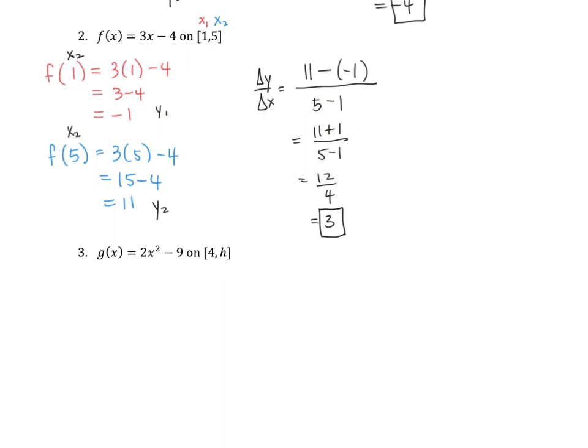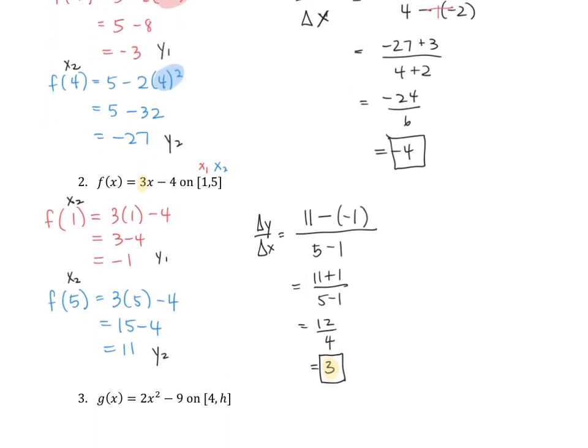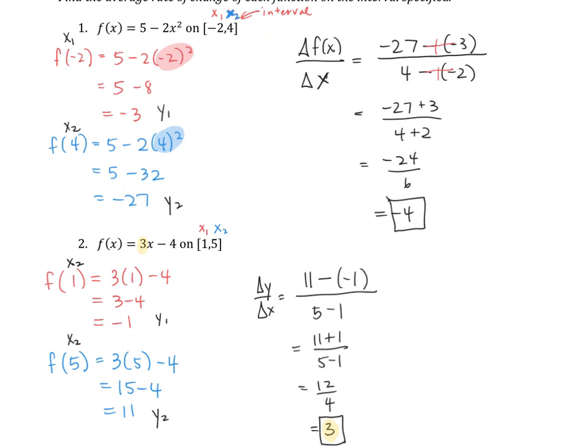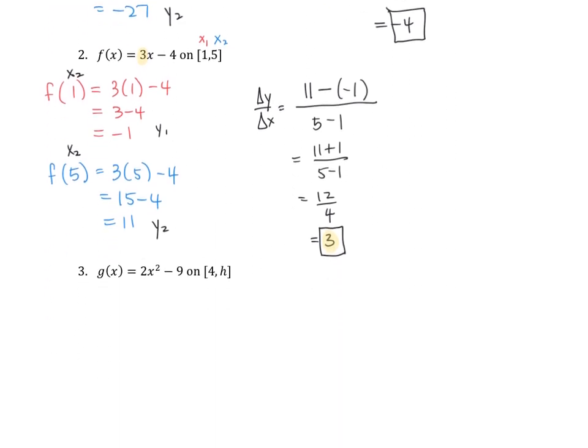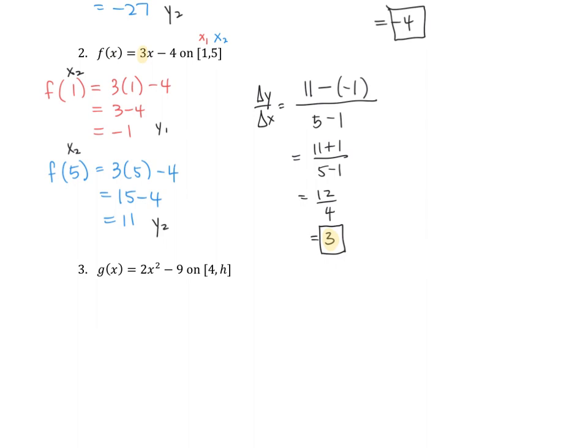Okay, so just to note here, the average rate of change was 3. This is a linear equation. The slope is 3. That should always be the case. If you have, let me look at the last one. Nope, see, the last one was not a linear equation. It was a quadratic equation. But if you have a linear equation like this one, your average rate of change is just your slope, okay?